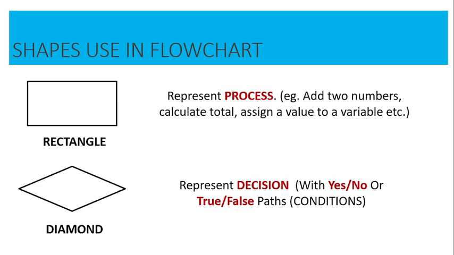The diamond represents conditions in our steps. You see the diamond on a flowchart for that particular step. Diamond represents a decision with yes or no, or true or false paths.